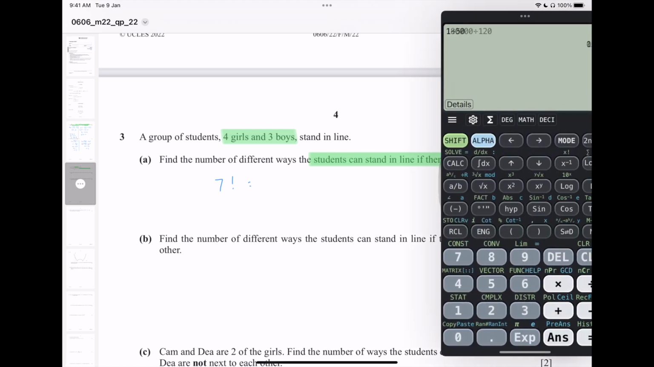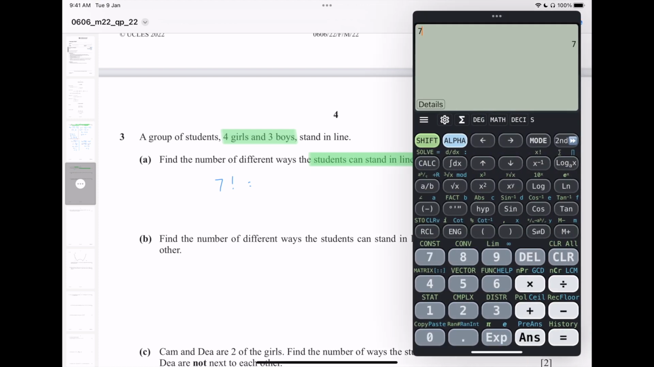Let's just use our calculator for that. 7 factorial, where is that? Okay, it's 5040.